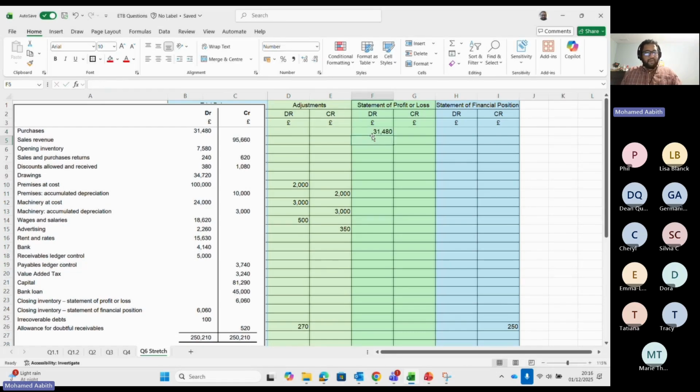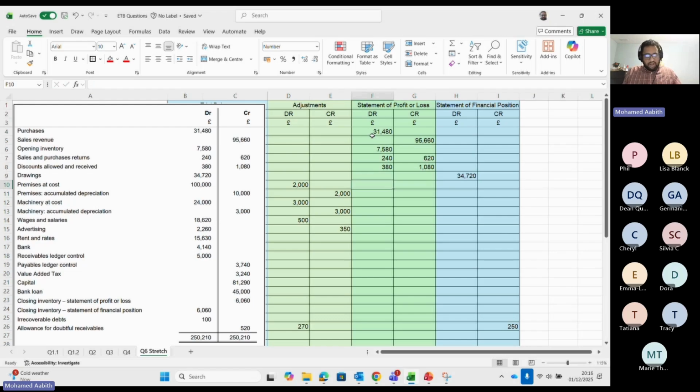431,480, which is going to be my sales, the purchases. Sales is 95,660. Then we have the opening inventory, as I said to you, that will be a debit into my statement of profit and loss. Sales return and the purchase returns are 240 and 620. And then discount allowed 380, discount received 1,080. And then we have drawings, which goes in my statement of financial position, 720 here.